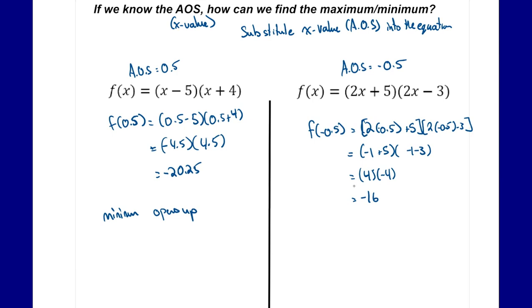So therefore, my value tells me the maximum or minimum. And it is a minimum, again in this case, because if I look at the a value up here, there is no a value, or it's an a value of 1, which means it's positive, which means it's a minimum because it opens up.